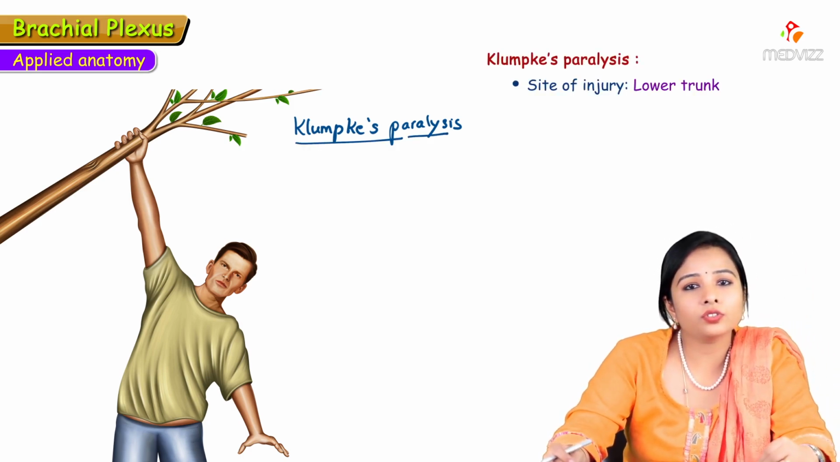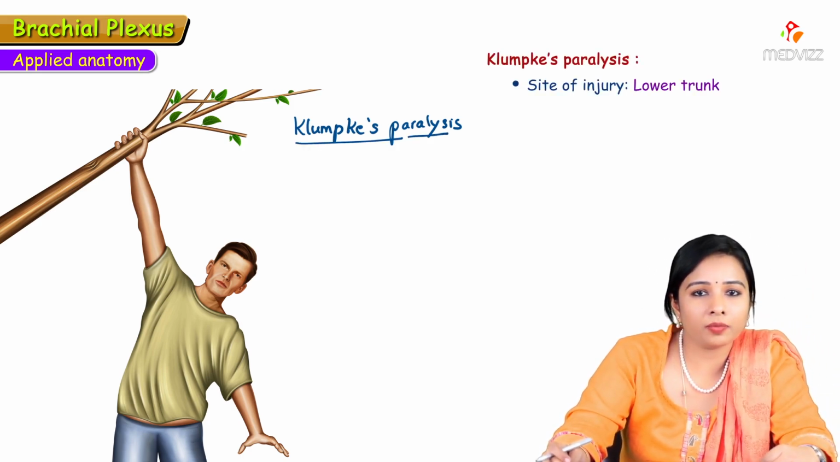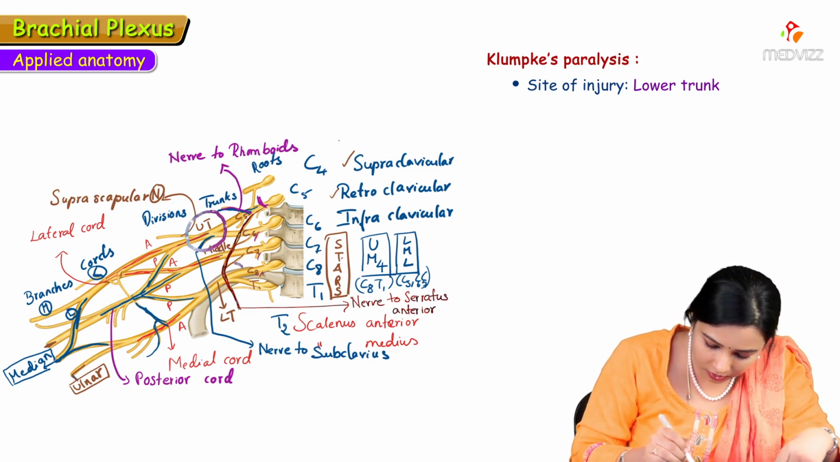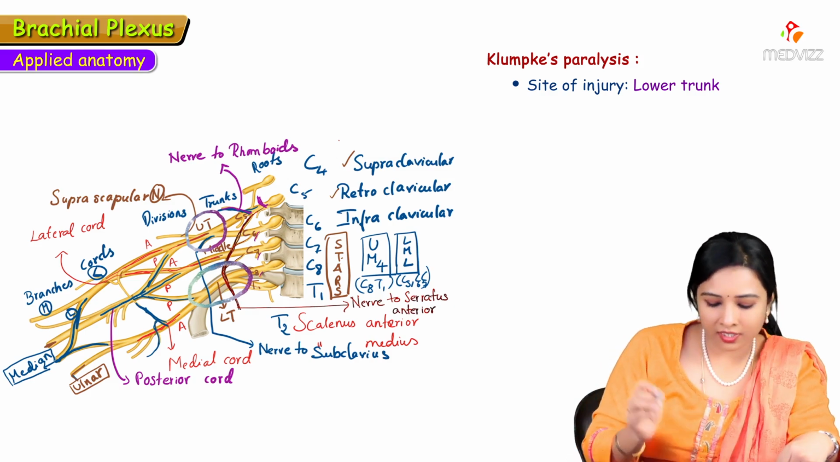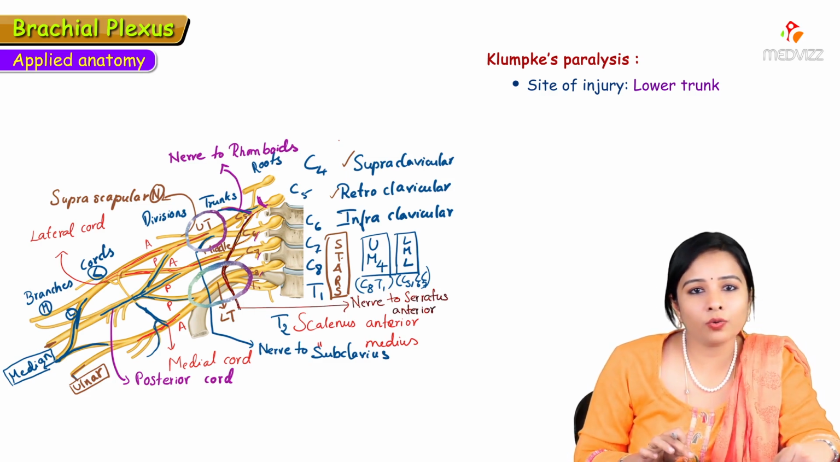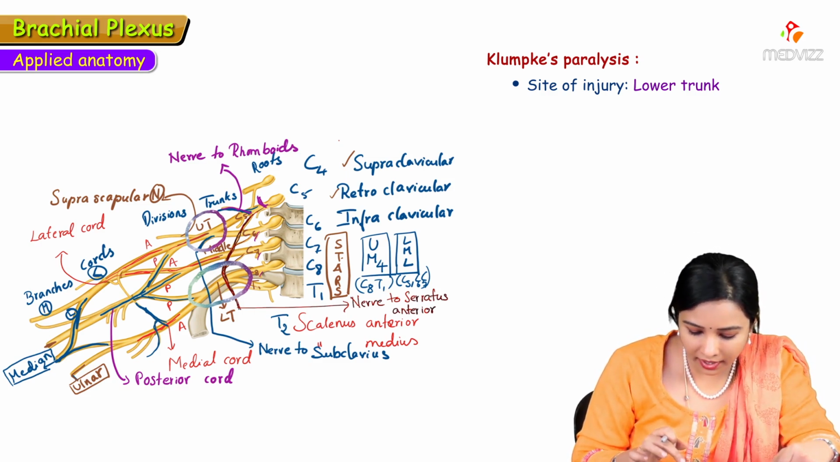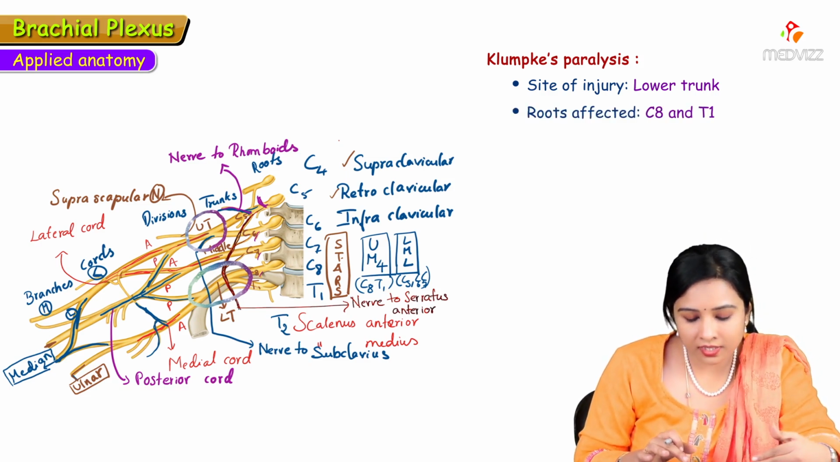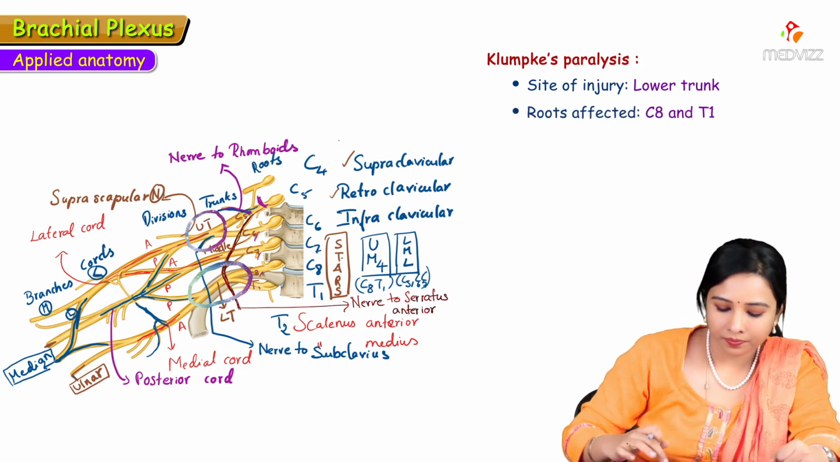So the site of injury is the lower trunk of the brachial plexus. First we will see the lower trunk of the brachial plexus, which gets affected in Klumpke's paralysis. We can see the lower trunk is formed from the C8 and T1 roots, and the roots affected here are C8 and T1.